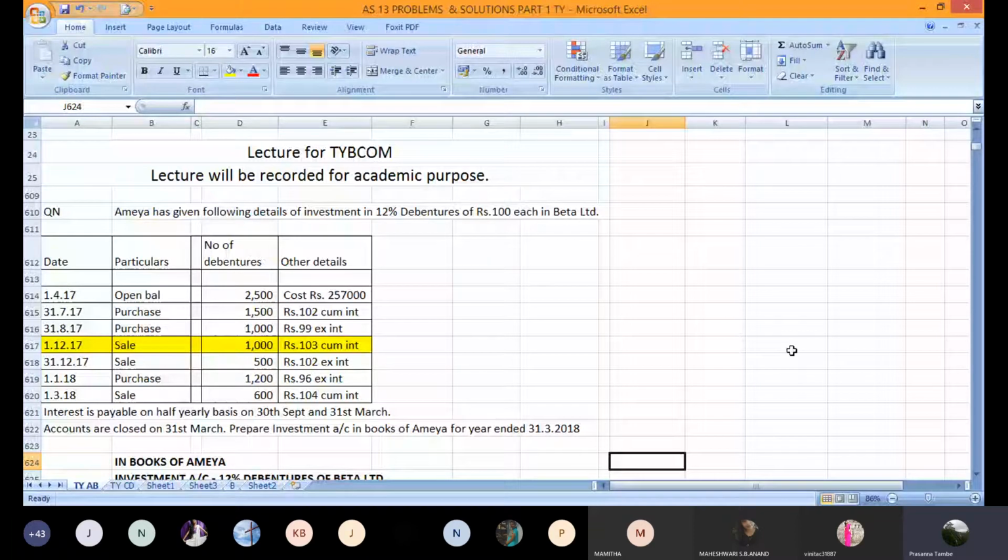So as usual, we'll start off. Interest is payable on a half yearly basis and the dates are 30th September and 31st of March.